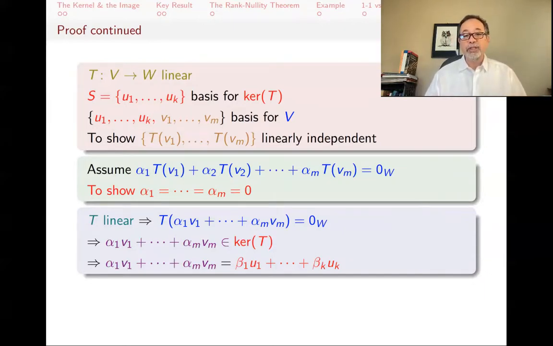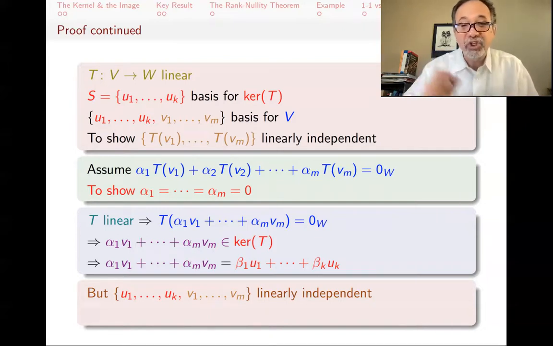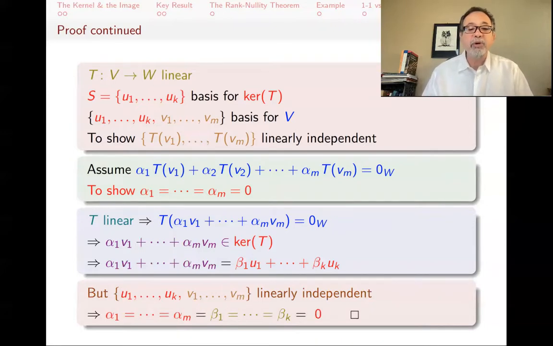So I should be able to find some scalars to write those together. So what's wrong with this picture? What's wrong with this picture is that the U's and the V's were linearly independent. And so you should not be able to write a linear combination of V's equal to a linear combination of U's. You can bring them all to one side, and that means you wrote a linear combination equal to 0. You can't do that unless you cheat and all the scalars are 0. So then that means that all the scalars are 0. I don't really care about the betas, but the alphas are 0, and that's what I wanted to prove.